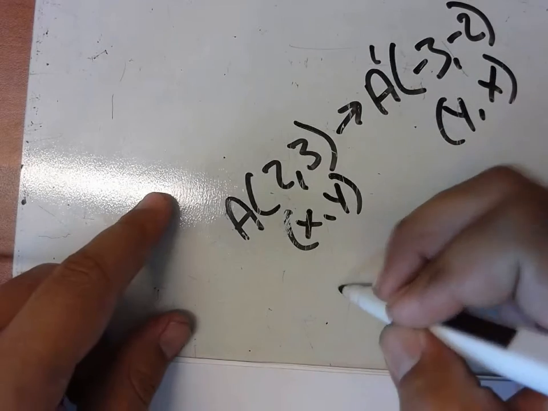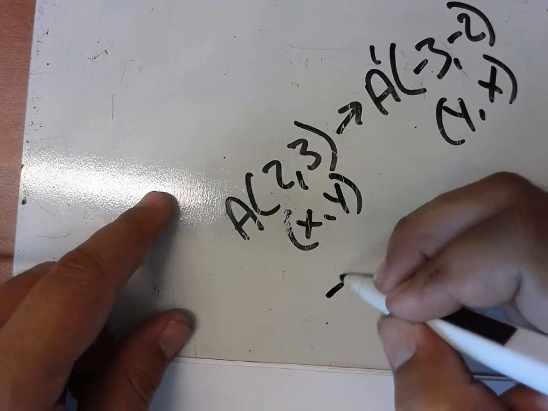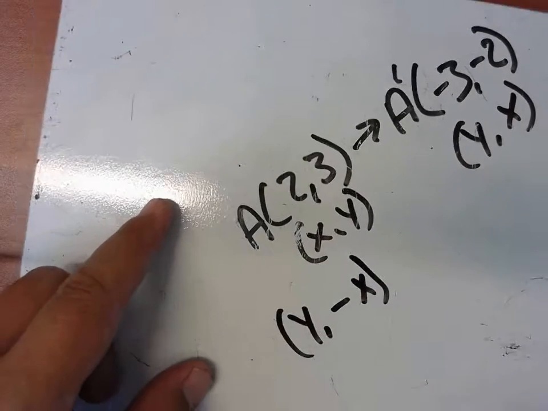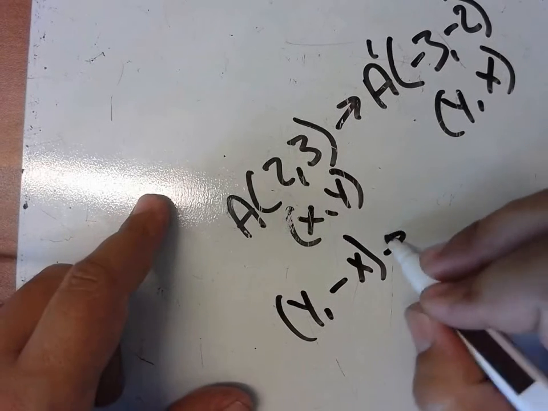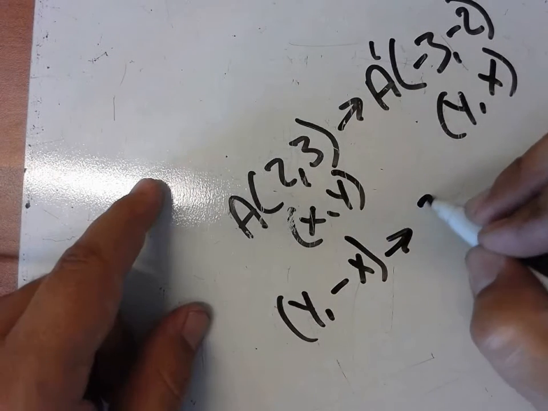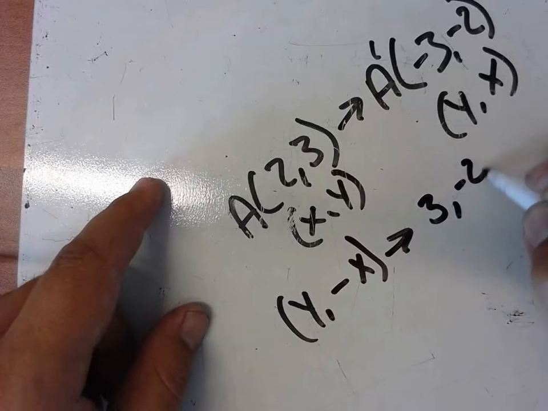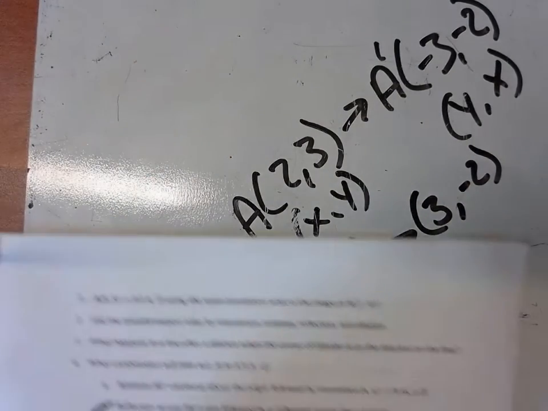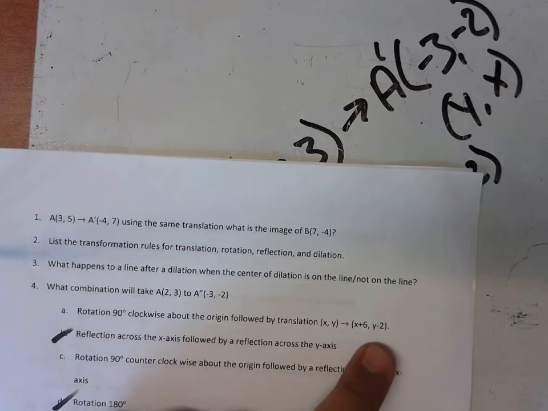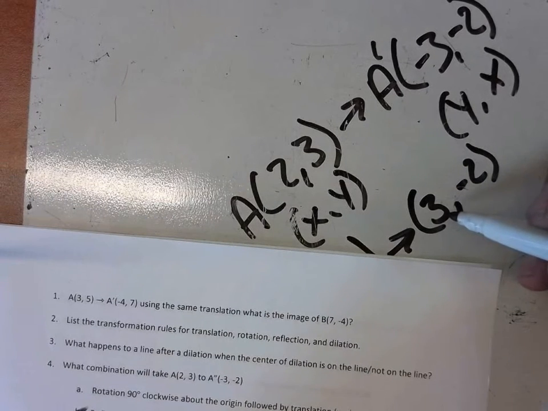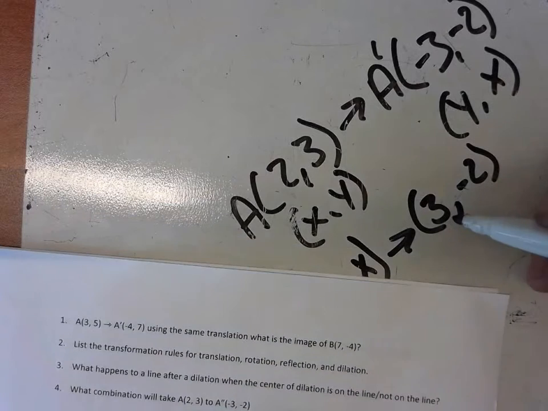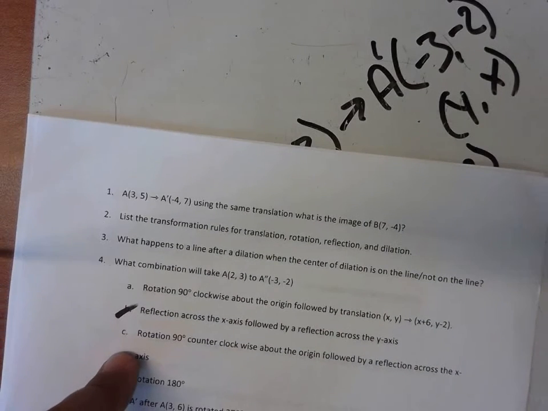A says clockwise, so it'll be Y comma negative X. So 2, 3 will turn into, change the order, 3, change the sign, negative 2. Then it says a translation, plus 6 minus 2. If I add 6 to 3, I don't get negative 3. So A is out, which means C has to be my answer.